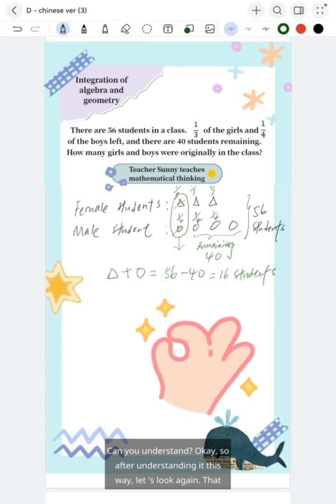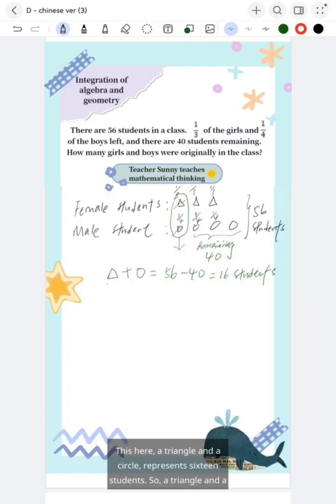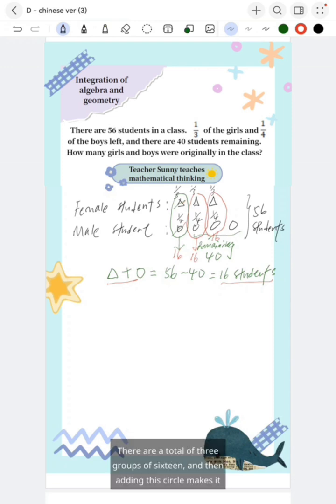Can you understand? Okay, so after understanding it this way, let's look again. This here, a triangle and a circle, represents 16 students. Over here, a single circle and a triangle also represent a total of 16 students. Here, a single circle and 6 triangles also represent a total of 16 students. So there's just one circle left, which means these 16 students here are a total of 3 groups of 16, and then adding this circle makes it equal to 56. So the total is 56 students.